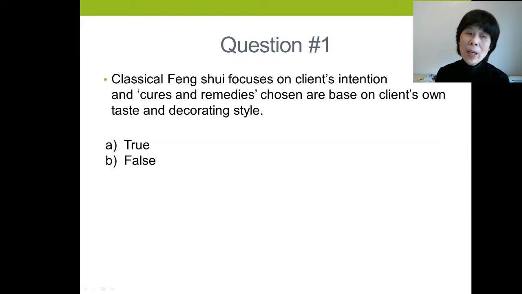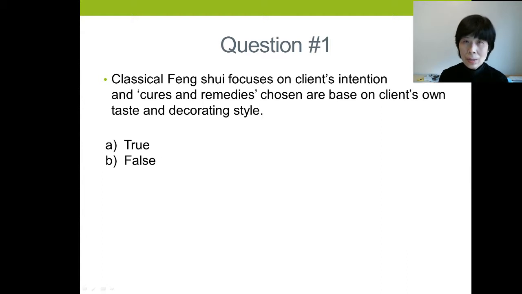So question number 1 here. Is classical Feng Shui focused on the client's intention, and cures and remedies chosen are based on client's own taste and decorating style? So is this true or is this false? I'll give you a few minutes for you to answer, and we can get on with the next question.